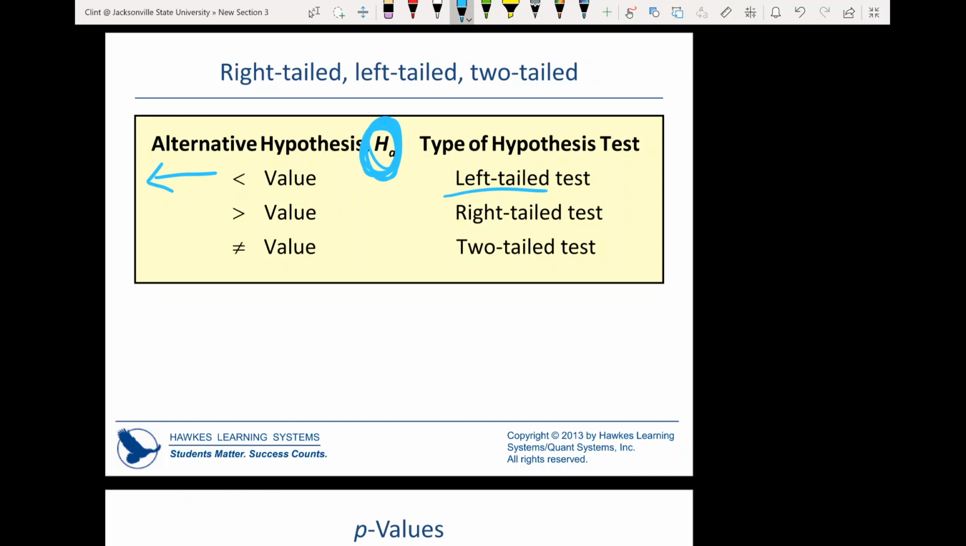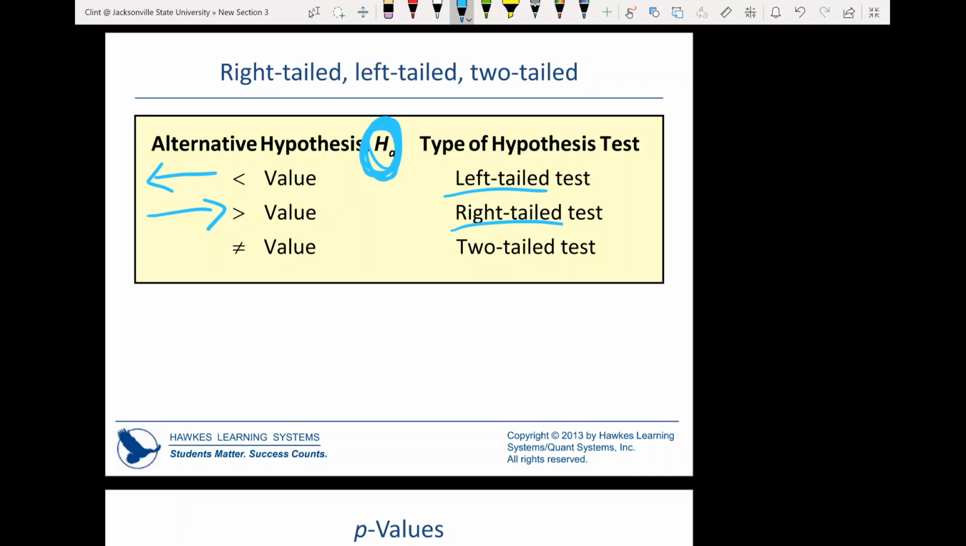If we have a greater than symbol in our alternative hypothesis, if we make an arrow out of that, it points to the right, so that's a right-tailed test. And if we have the oddball symbol, the not equal to symbol, then we're doing a two-tailed test. What type of test we're doing is going to be really important for a lot of the steps coming up in our hypothesis testing procedure. So make sure you remember: less than points to the left, that's a left-tailed test. Greater than points to the right, that's a right-tailed test. Not equal to is a two-tailed test. It's really important that you can figure this out.